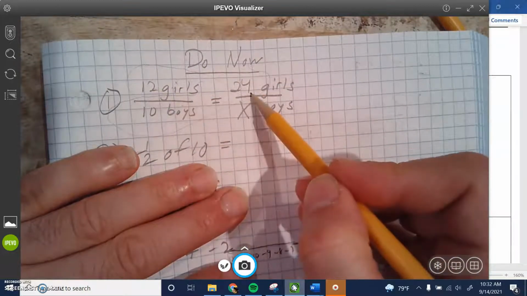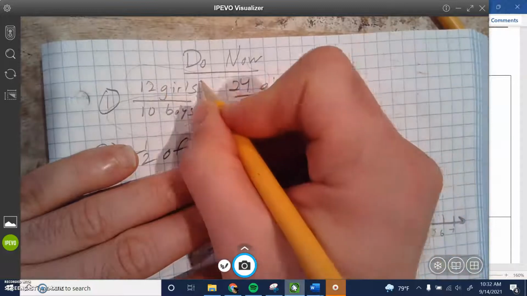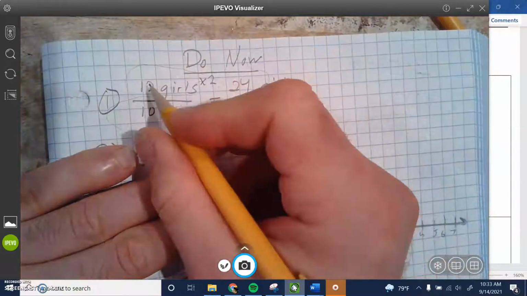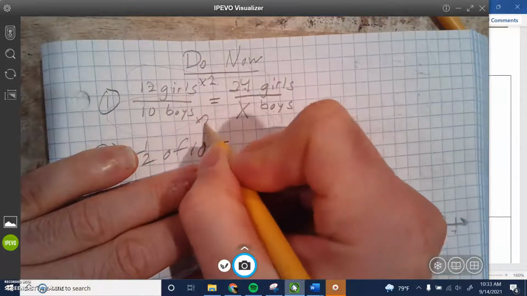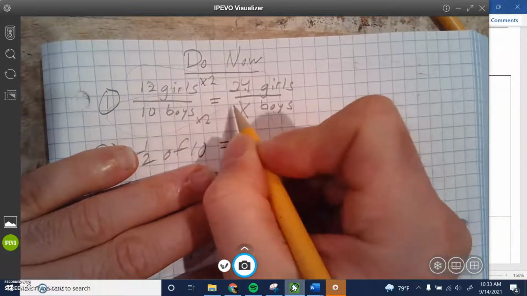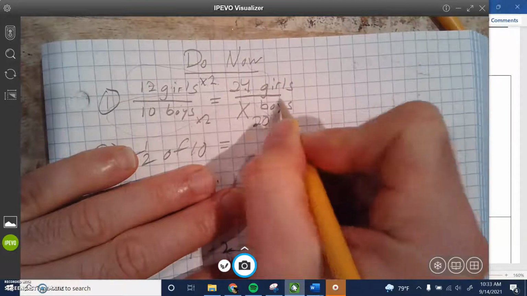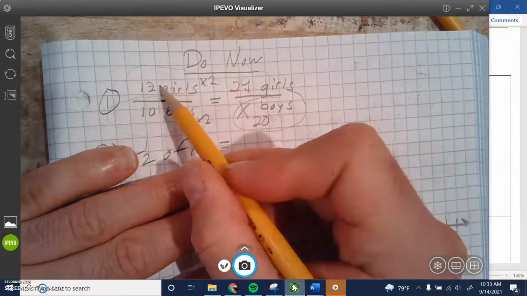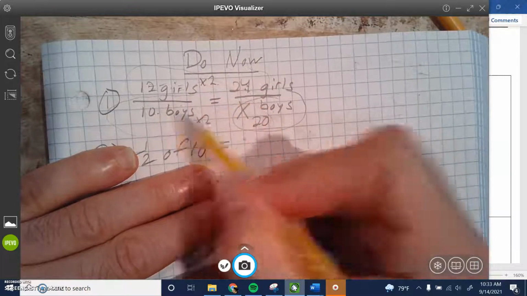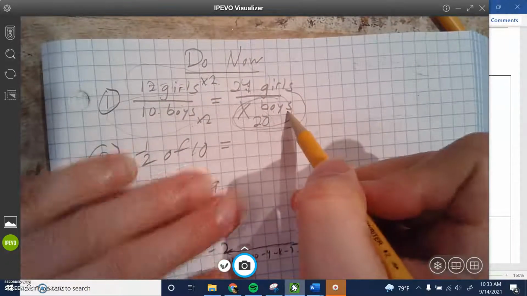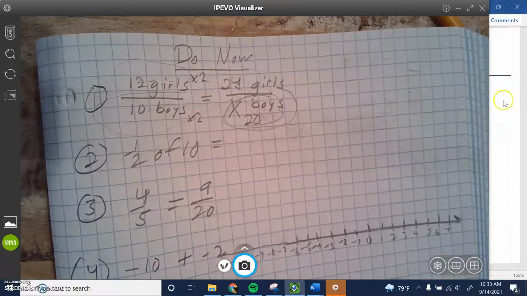You see 12 to 24. How do I get there? Oh yeah, times 2. 12 times 2 is 24. So that's my numerator. And then 10 times 2 would be 20. So 12 girls, 24 girls times 2, 10 boys, 20 boys. So the answer is 20. Got it. Okay, next one.